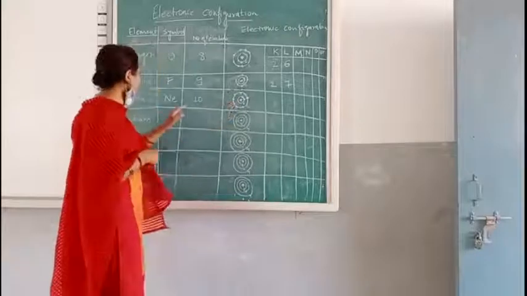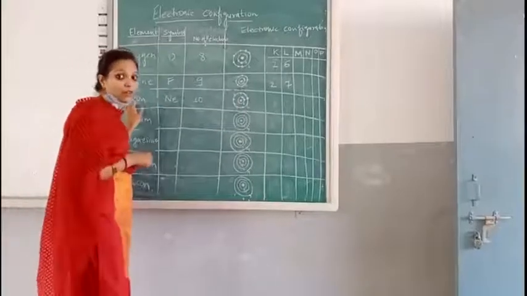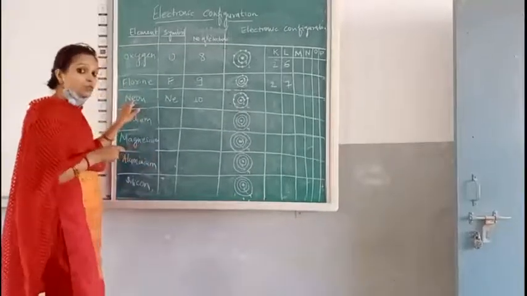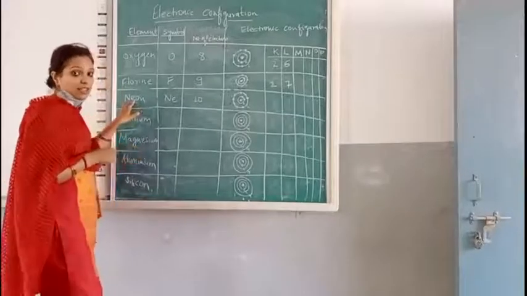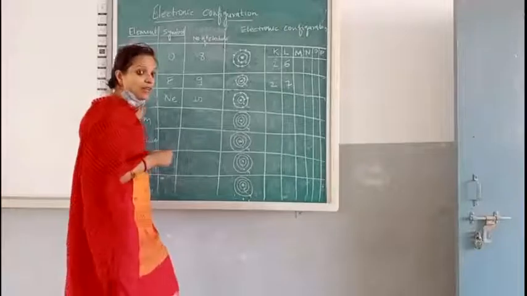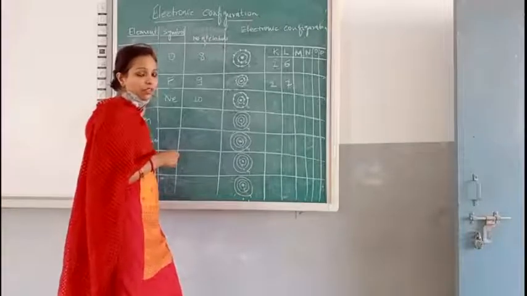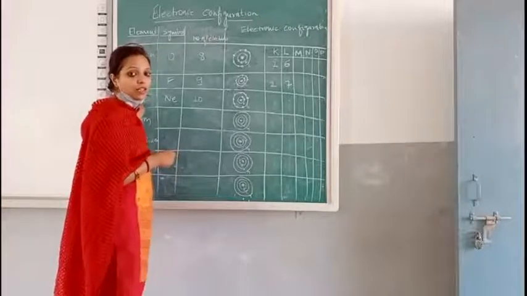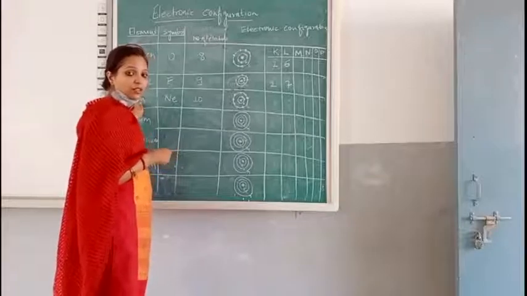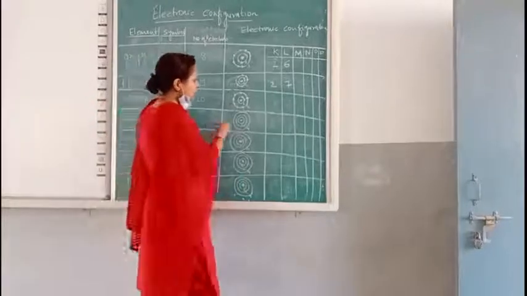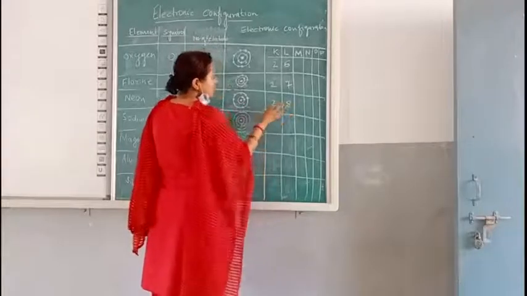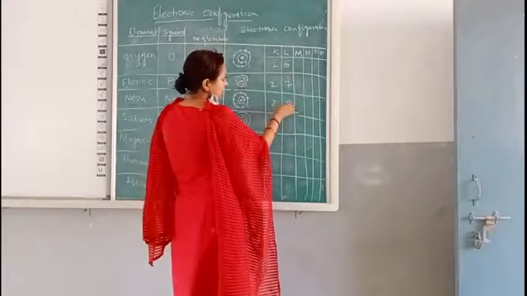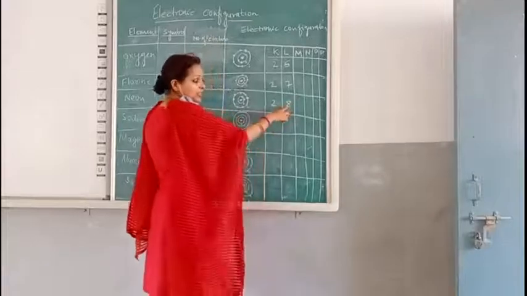So we can say that neon has an octet structure, and you will know that it is one of the inert gas elements, which is highly unreactive. It doesn't show chemical reactivity. Here also we can see the electronic configuration 2, 8: 2 in the K shell and 8 electrons in the L shell.